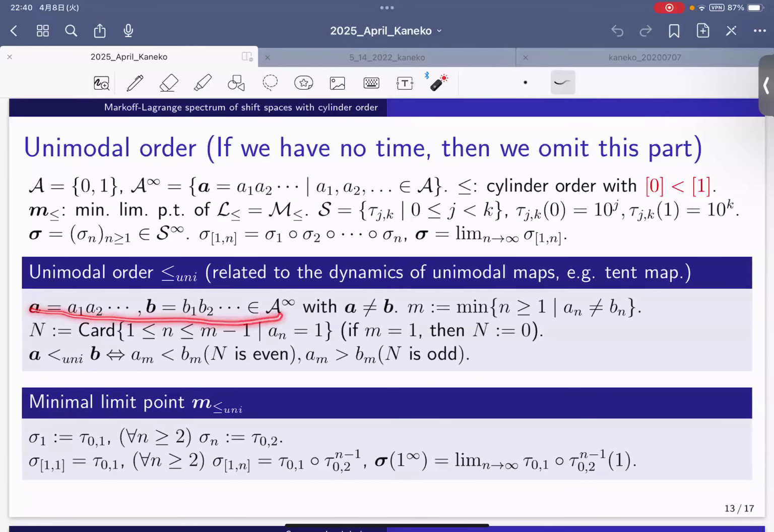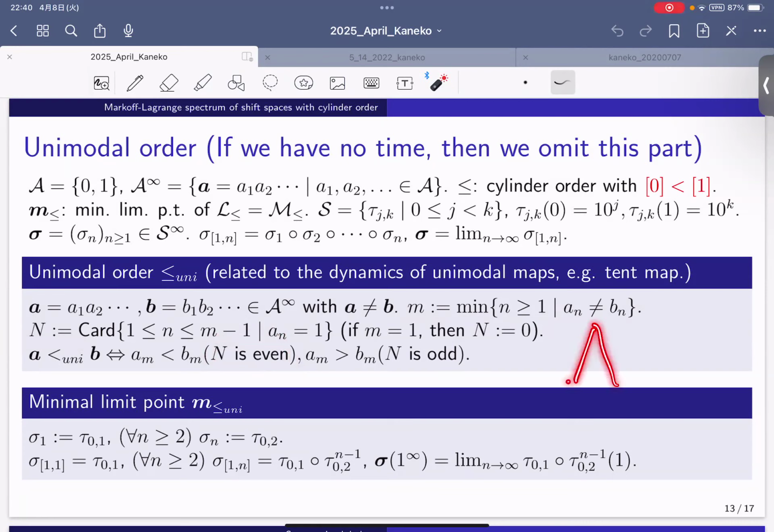This is two sequences, and this is the minimal index such that AN and BN are different. And we consider the number of 1s below this M. And so A is less than B if and only if... so it depends on the number of this M. So this corresponds to the dynamics of unimodal maps.